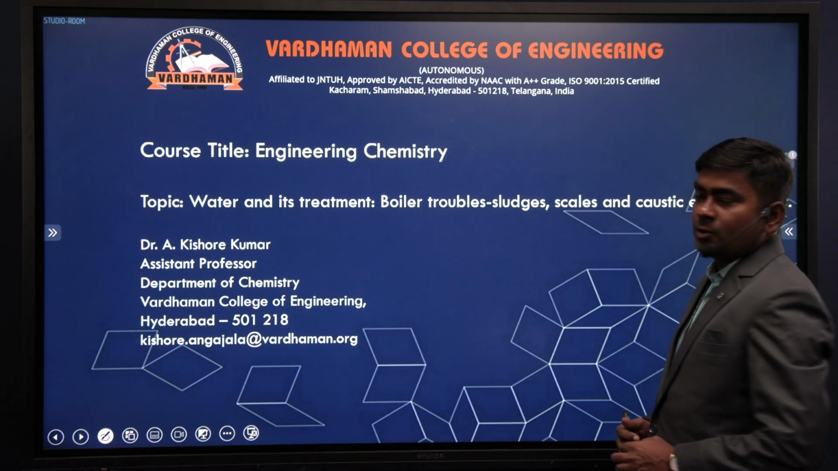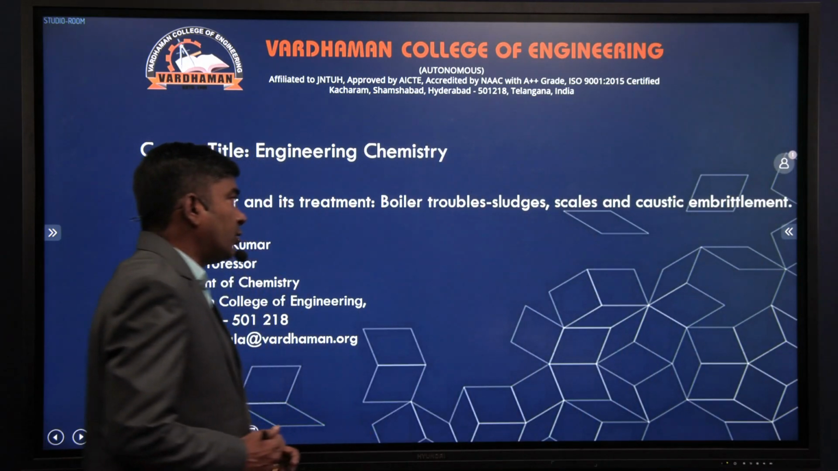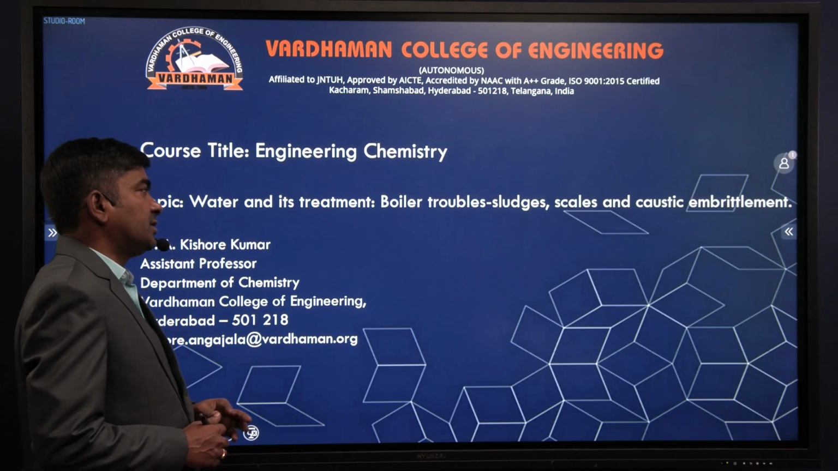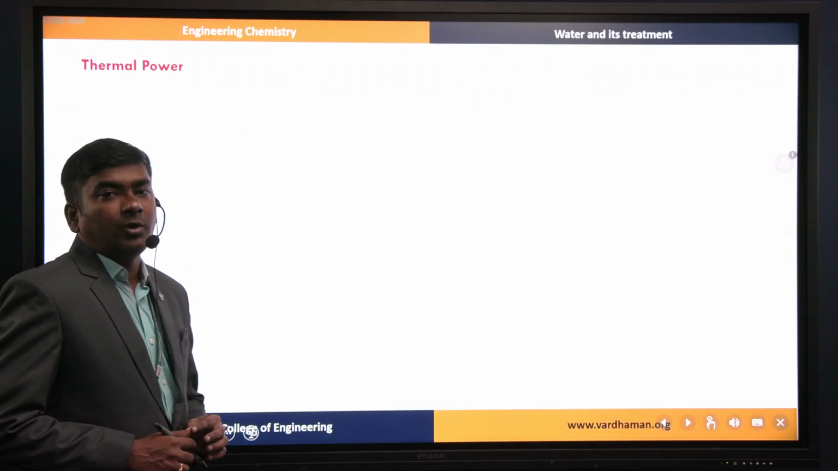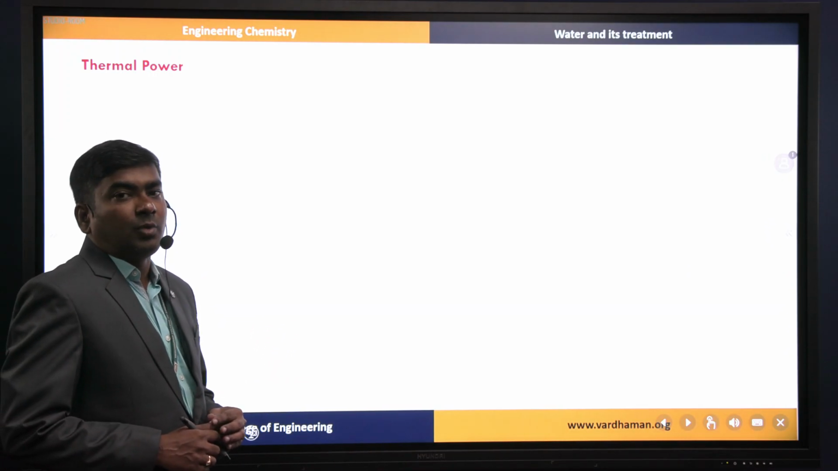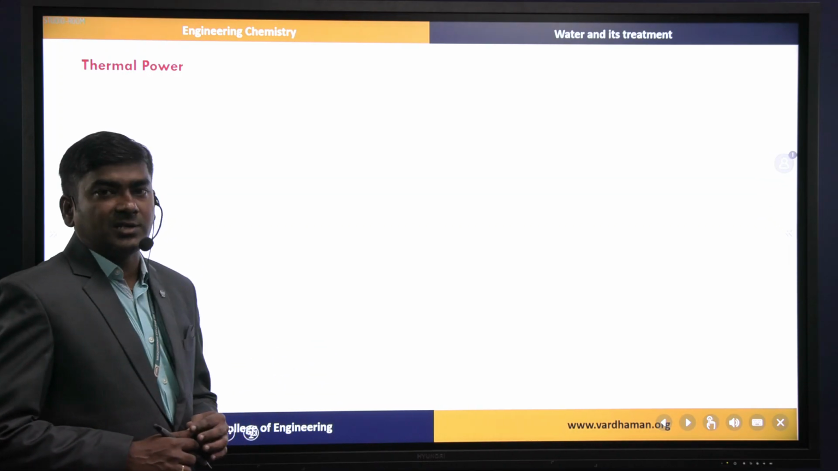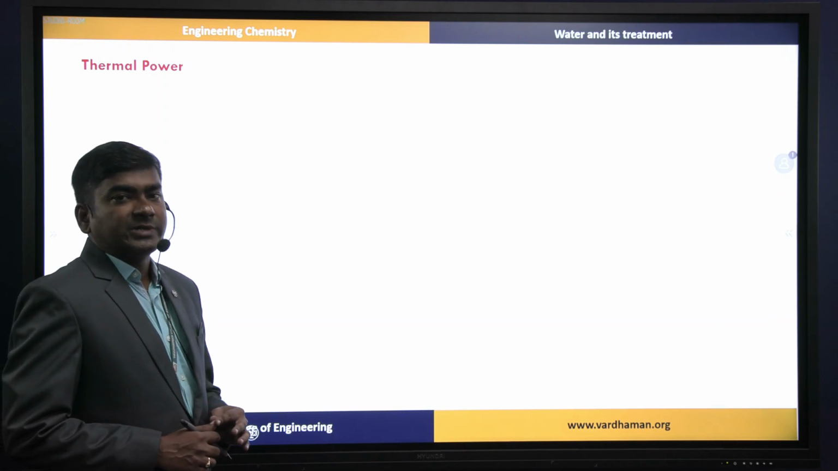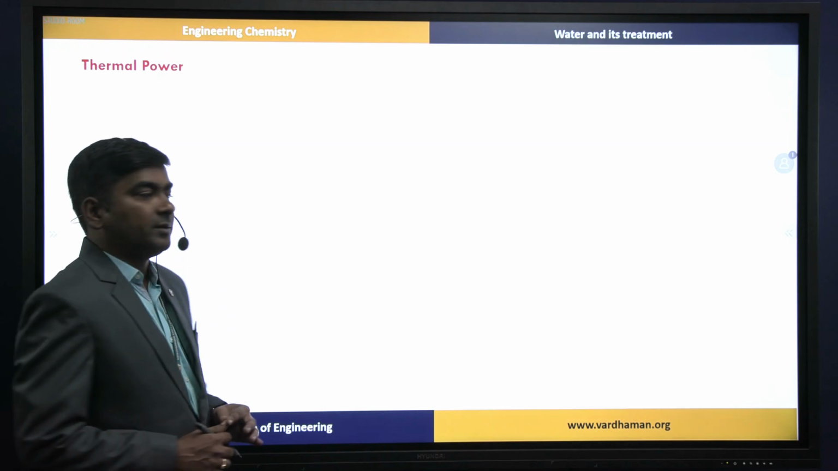In Engineering Chemistry course, we have water and its treatment. In this module, today we are going to discuss boiler troubles: sludges, scales, and caustic embrittlement. There are other boiler troubles like priming and foaming, but today we are going to cover boiler troubles due to sludges, scales and caustic embrittlement.